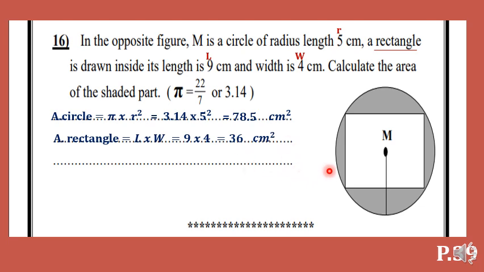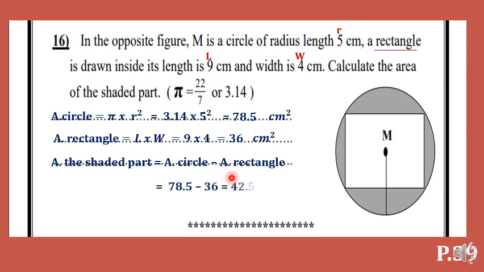Now, can I find the area of the shaded part? Yes, I can. How? Area of the shaded part equals area of the circle minus area of rectangle, which means 78.5 minus 36 equals 42.5 square centimeters. So whenever I want to calculate the area of the shaded part, I'm going to subtract the outside shape minus the inside shape.